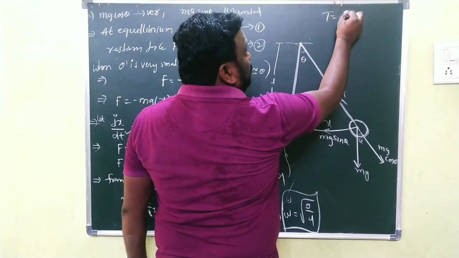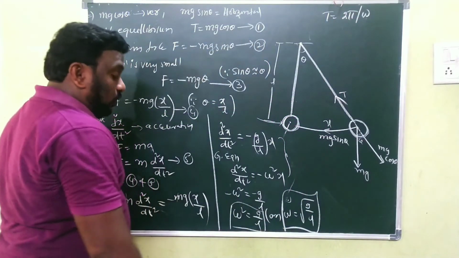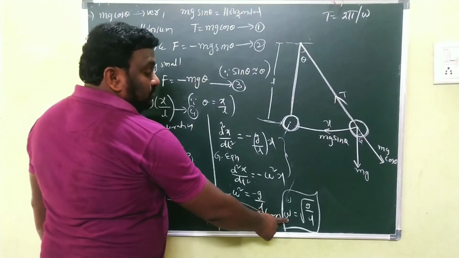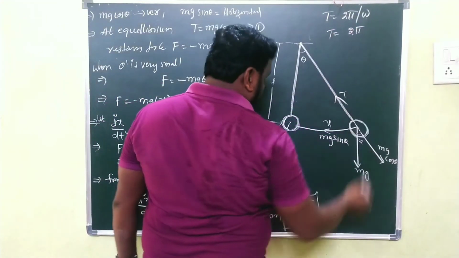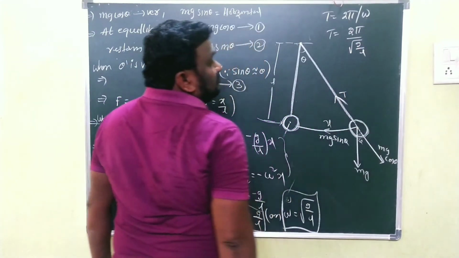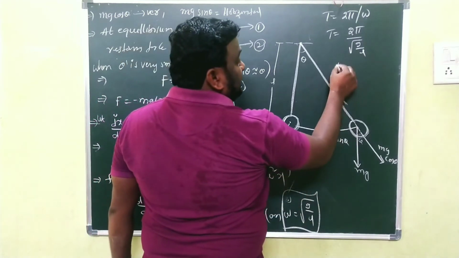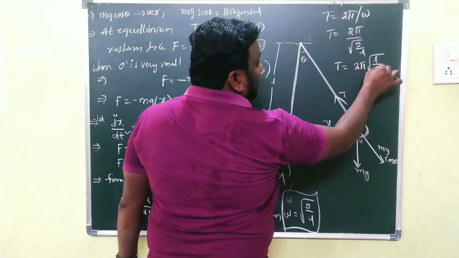T is equal to 2 pi by omega. Already, what is the omega value? Here T is equal to 2 pi by omega, which is the square root of g by L. Then what do you get, children? T is equal to 2 pi into the square root of L by g.